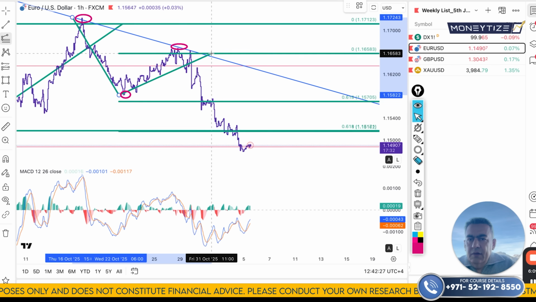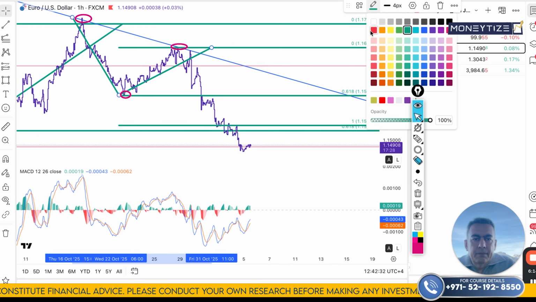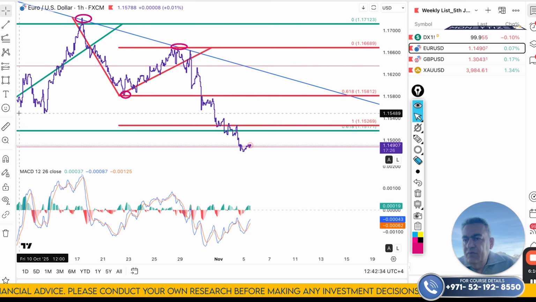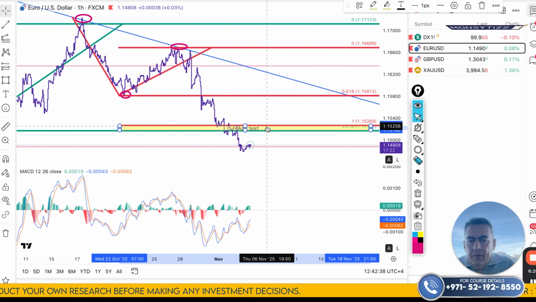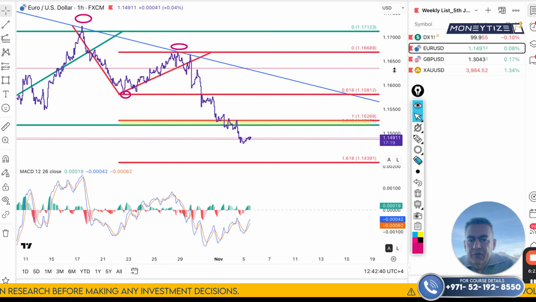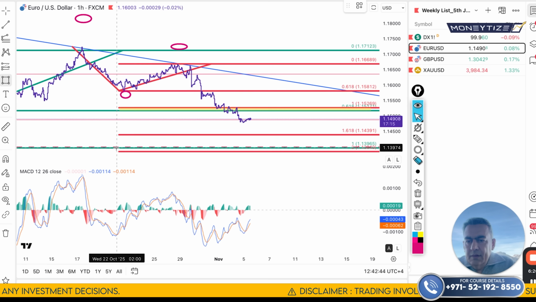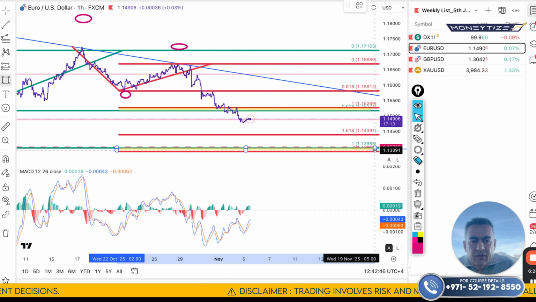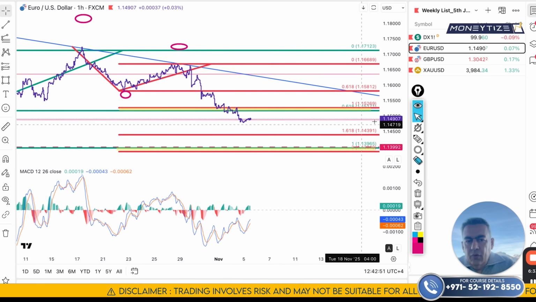Second extension in the downward direction applied. I need to change the color here. And I can see the first magnet zone already crossed. Zoom out and we can see that the second magnet zone is in between 1.1396 to 1.1384.